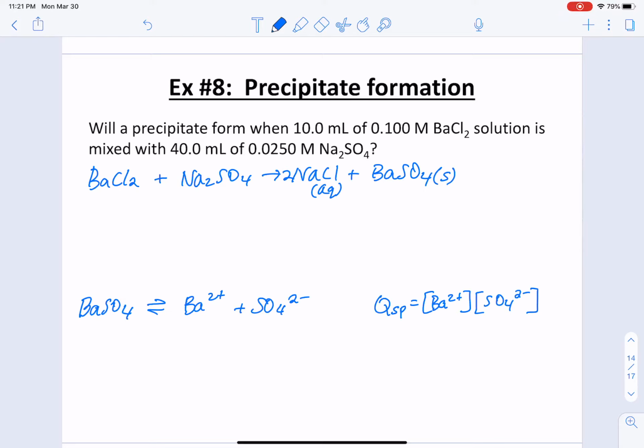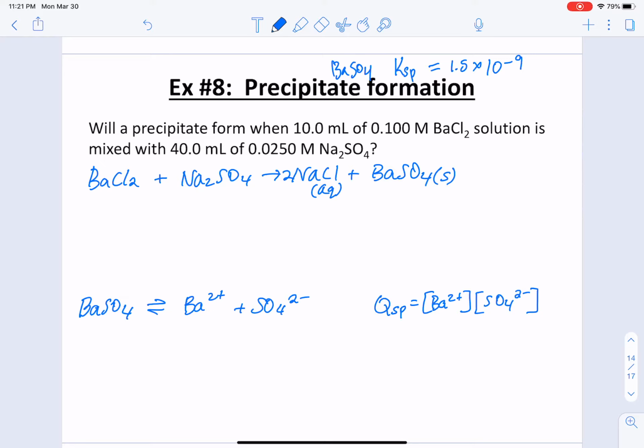So the KSP of barium sulfate, I'm just going to write that across the top. KSP of barium sulfate. I looked this up earlier in our Zumdahl textbook. It's on page 761. And for this substance, I have 1.5 times 10 to the negative 9.